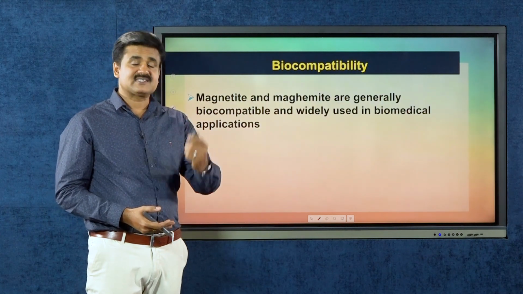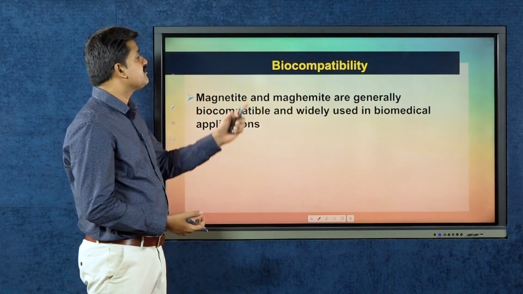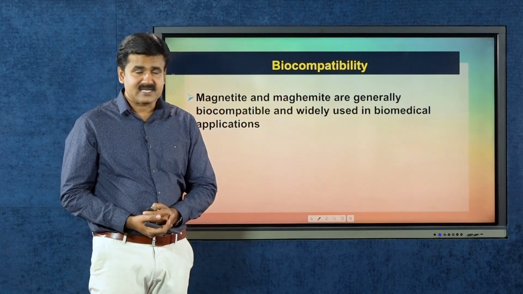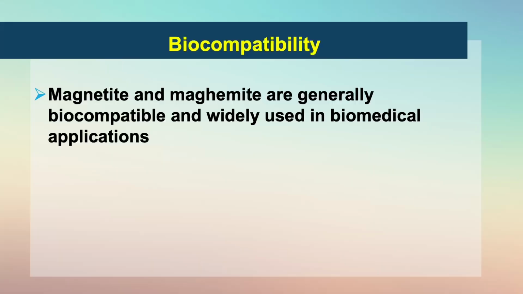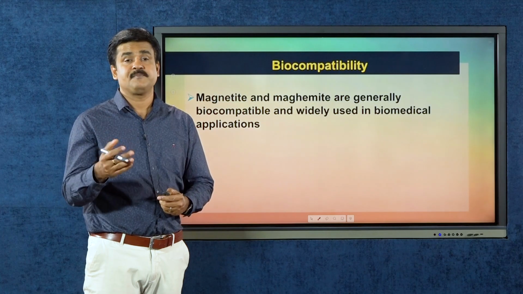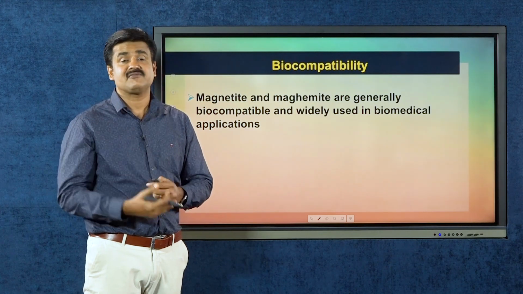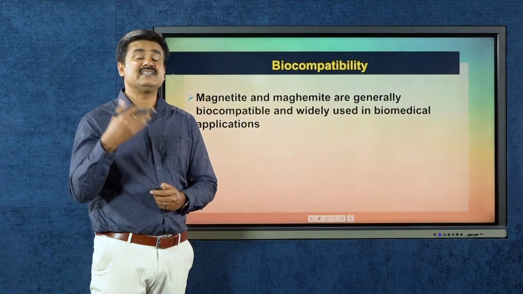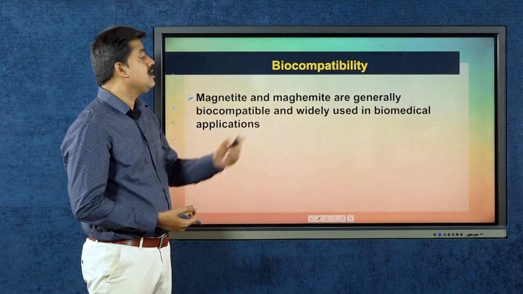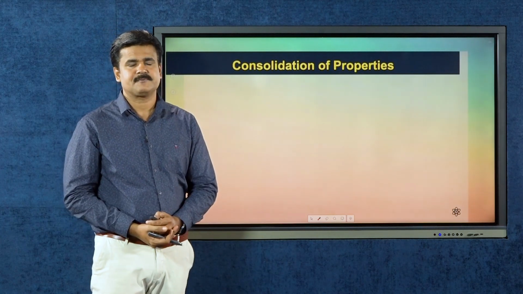Iron oxide nanoparticles exhibit another characteristic feature, that is nothing but their biocompatibility. Magnetite and maghemite are generally biocompatible. That means they will not create any toxic effect on living cells. So, these materials are highly useful for biomedical applications.